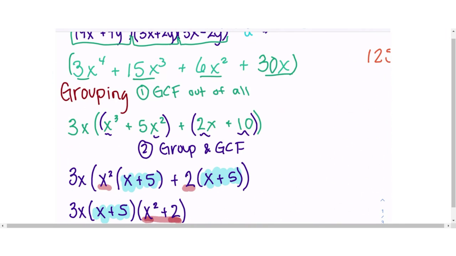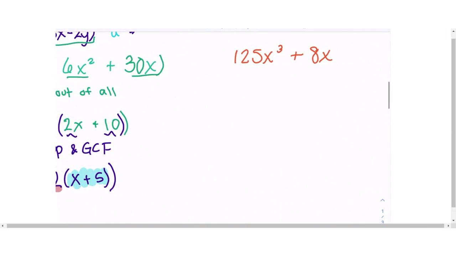Those are the 3 main ways of looking at things. But I feel like it's helpful to keep on going, so I'm going to keep on going. So here we have 125x cubed plus 8x. So the first thing we need to do on all of these, hold on, pausing.